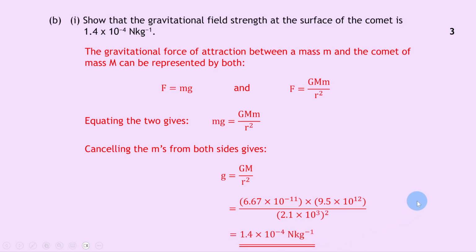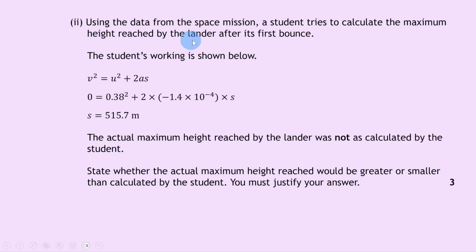Lastly, part 2 says using the data from the space mission, a student tries to calculate the maximum height reached by the lander after its first bounce. The student's working is shown below. So they started with one of the linear equations of motion from Higher Physics, v squared equals u squared plus 2as. They then substituted in some numbers to get 0 equals 0.38 squared plus 2 times minus 1.4 times 10 to the minus 4 times s, and then rearranging for s they got an answer of 515.7 meters.